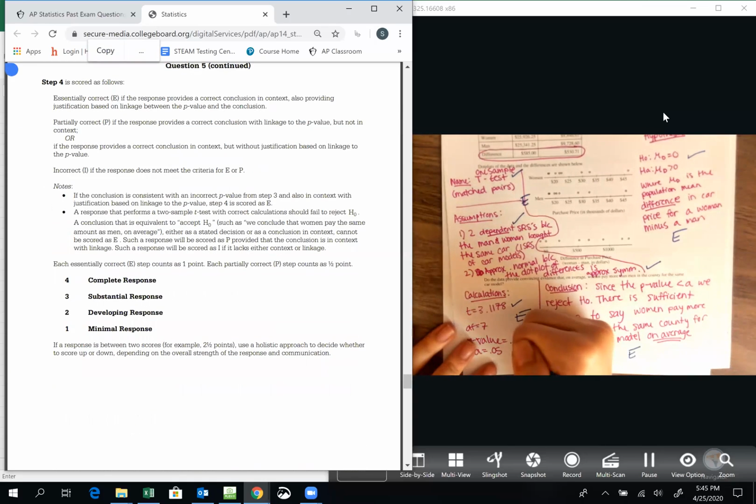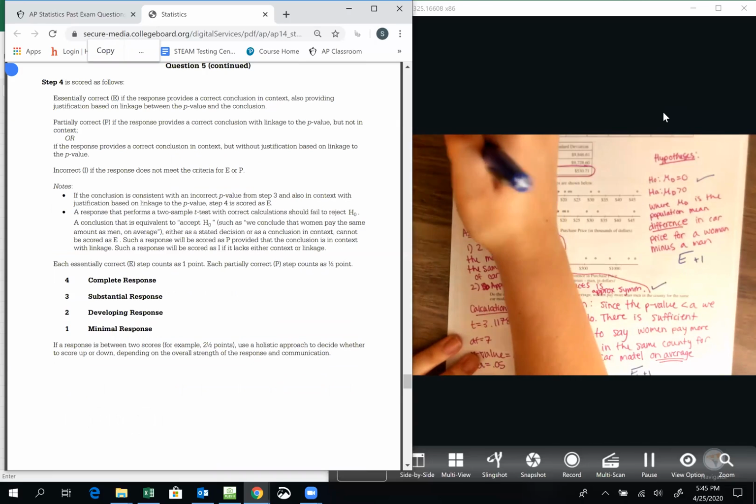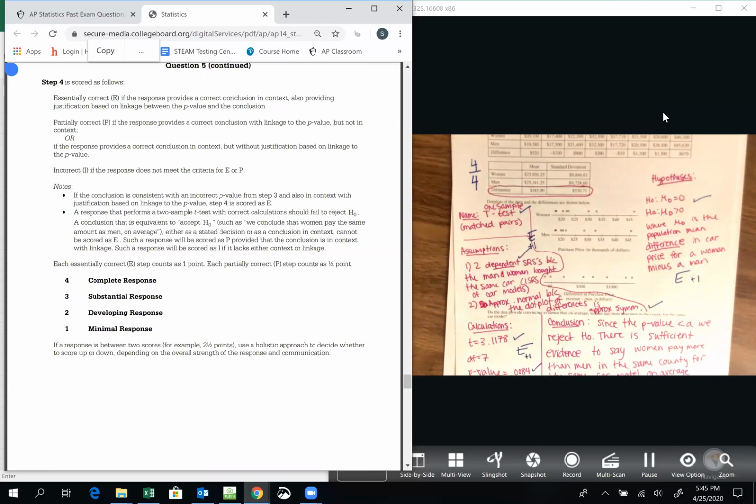Okay, and then again, plus 1 for each E. 4 out of 4. If you plus 0.5 for each partially correct, 0 for incorrect. Look at it holistically to see if you round up or down.